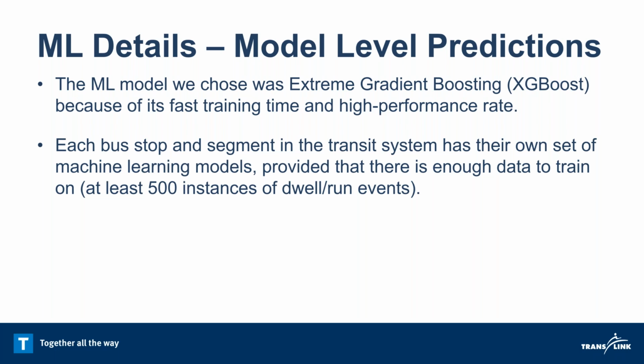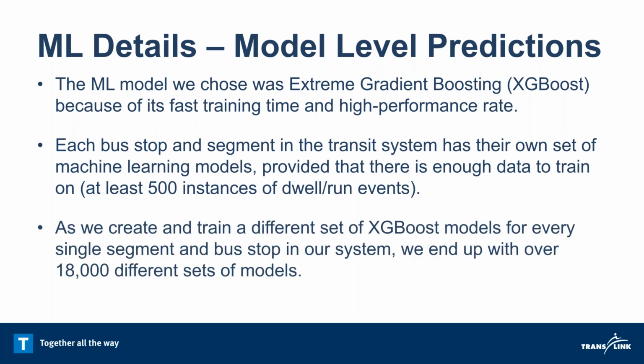Now, each bus stop and segment in the transit system has its own set of machine learning models, provided that there's enough data to train on, which should be 500 instances of dwell and run events. For those stops or segments that didn't have enough data to train a model, we defaulted to either scheduled data or RTTI. As we create and train different sets of XGBoost models for every single segment and bus stop in our system, we'll end up with over 18,000 sets of models.